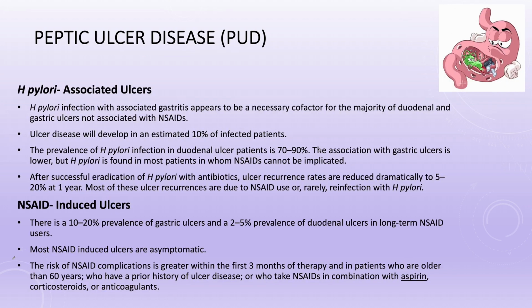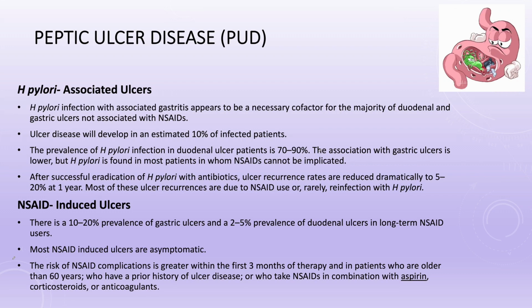So H. pylori associated ulcers. We already talked about H. pylori infections, but specifically with ulcers, gastritis and H. pylori are the major cause of duodenal and gastric ulcers that are not associated with NSAIDs. Let's talk about that again.